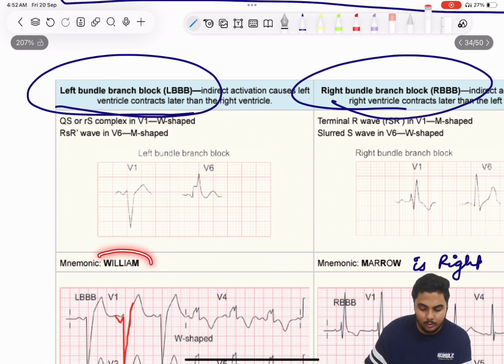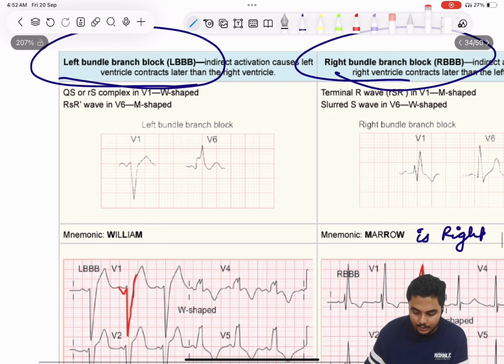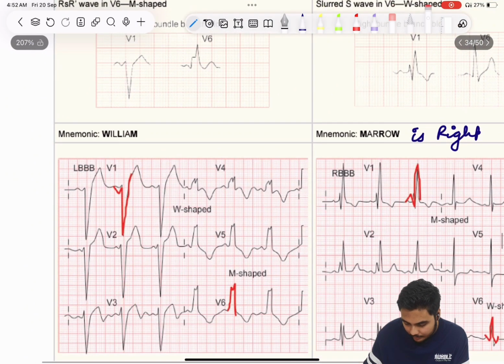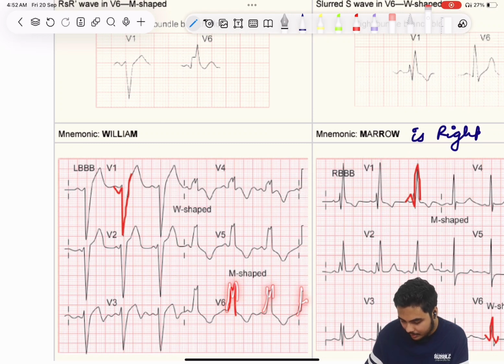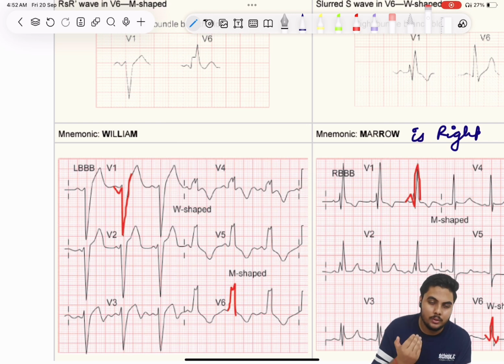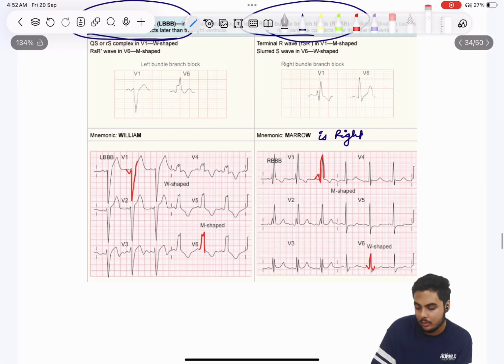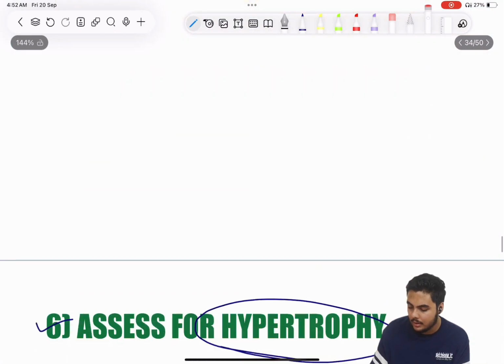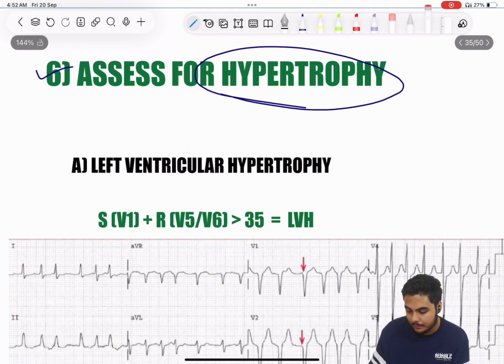And for left bundle branch block, we have a mnemonic called WILLIAM. That is a W pattern in V1 and an M pattern in V6. In WILLIAM, you can see the M pattern. So WILLIAM for left bundle branch block and MARROW for right bundle branch block. That is how you can easily find out right and left bundle branch blocks.